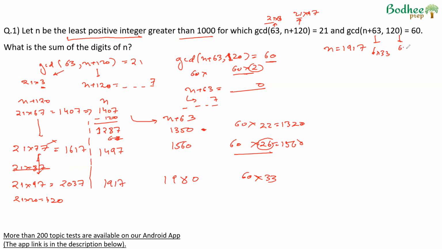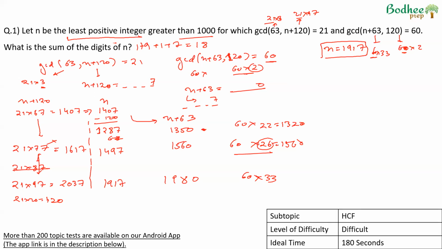And 120 is 6 into 60. So 60 into 33 and 60 into 2. As we can see, the GCD is 60. And therefore the required value, which is greater than 1000 and the least possible value of n, becomes 1917. What is the sum of digits? 1 plus 9 plus 1 plus 7, which is 18, becomes the answer. Again, in terms of level of difficulty, I would say this is a difficult question. 3.5 minutes, easily, to solve this question.